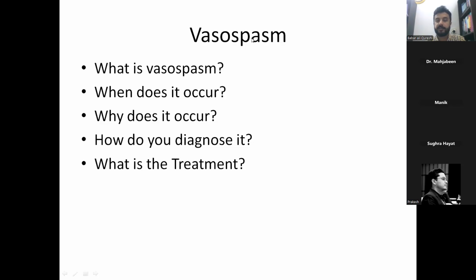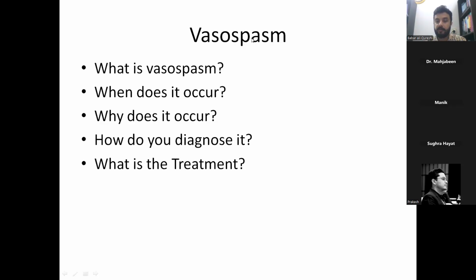Then why does it occur? Because of the mechanotrauma or because of certain chemicals, there's constriction of the vessels, and it can occur from the third day till the 14th day with the peak on the 7th day. How do you diagnose it?